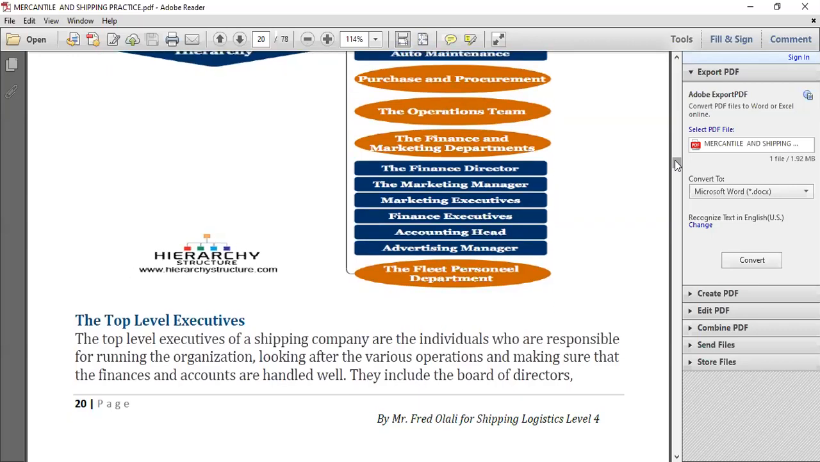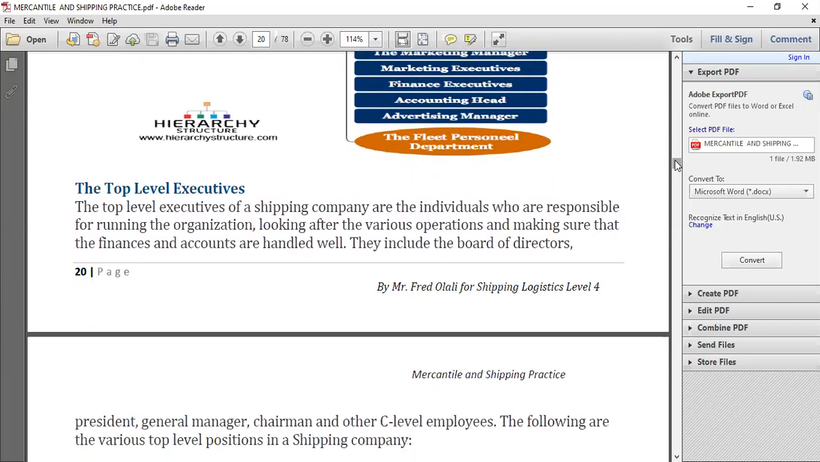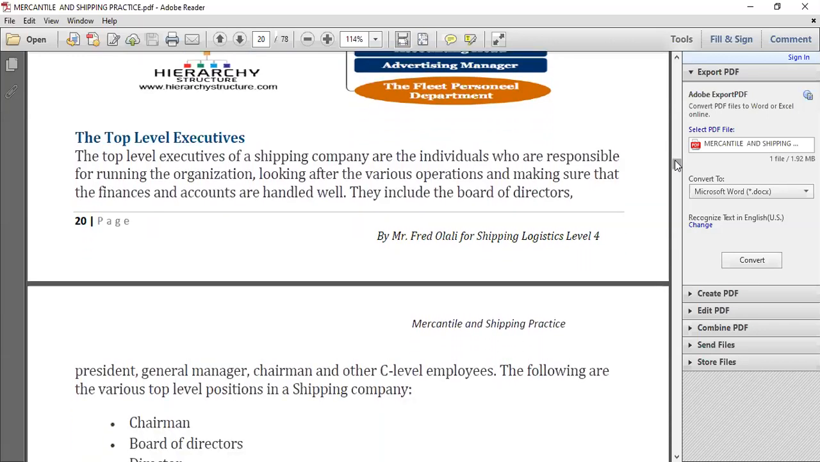So briefly, we can look at the brief explanation about these particular hierarchical levels. The top executive, as we said, of a shipping company are individuals who are responsible for running the organization, looking after the various operations, and making sure that the finances and the accounts are handled well. This is where the core business is. If the top level executive do not perform their duties as required, then the company will automatically fall.